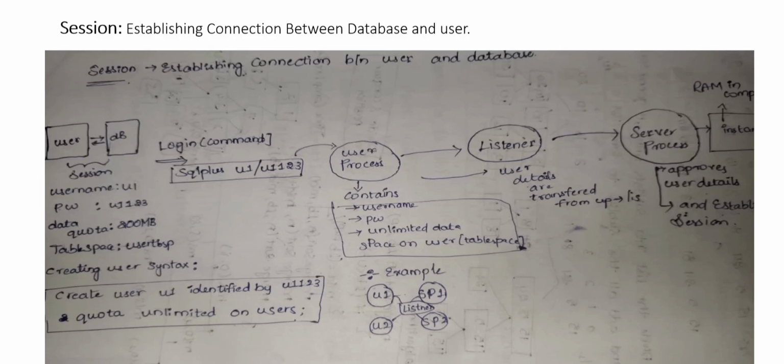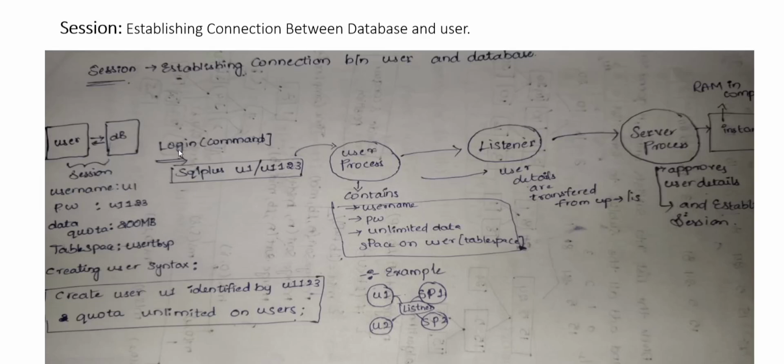In order to communicate with the database, first we have to create a user. A user is created with a username, password and some space on a table space. We'll know what a table space is and everything in upcoming videos. Up to now, just remember the words I am using. So we have to create a user with a username and a password, and we have to assign a data space in the data files or table space.